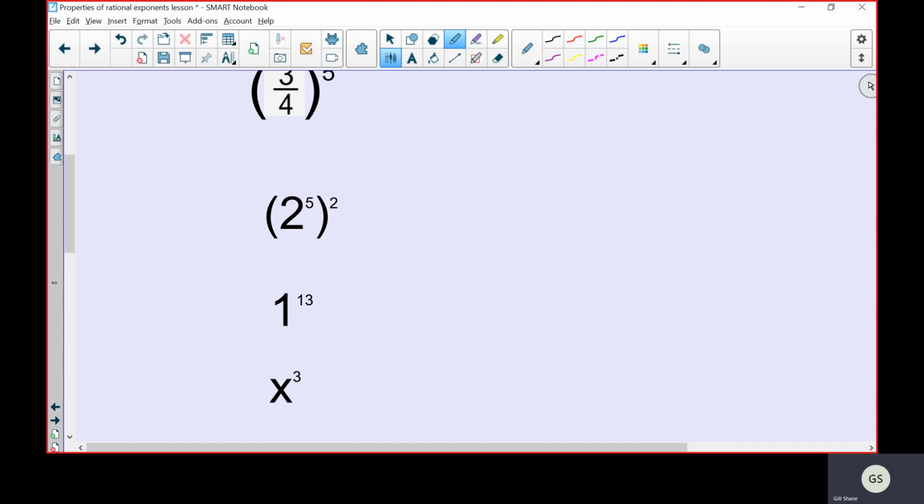Because you're going to keep multiplying 1 times itself, and that's just going to always be 1. What does this one mean? How would we rewrite that? I think I kind of figured it out. It was just an idea, but you do 2 times 2 times 2 times 2.